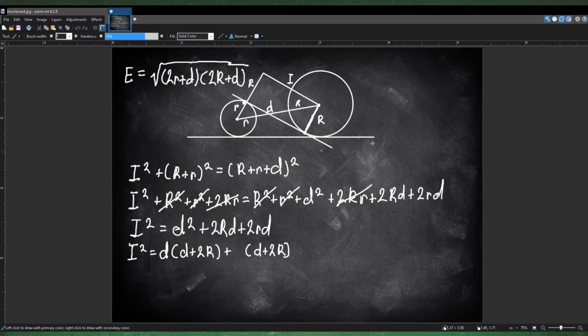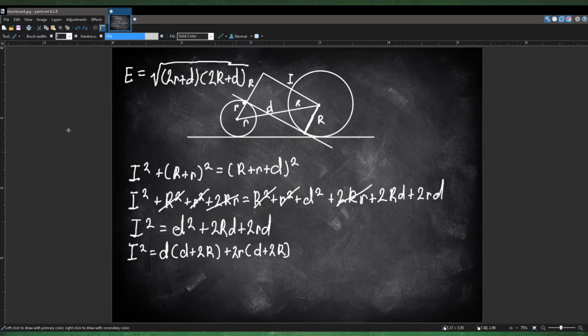So remember, we can't make up new terms. So we need to somehow simplify to the rest. So d times d is d squared. D times 2r is 2rd, right? And now we need this term. So how do we get this one? We have a d here already, right? So we need the 2r. Okay, that means plus 2r times our d is 2rd.